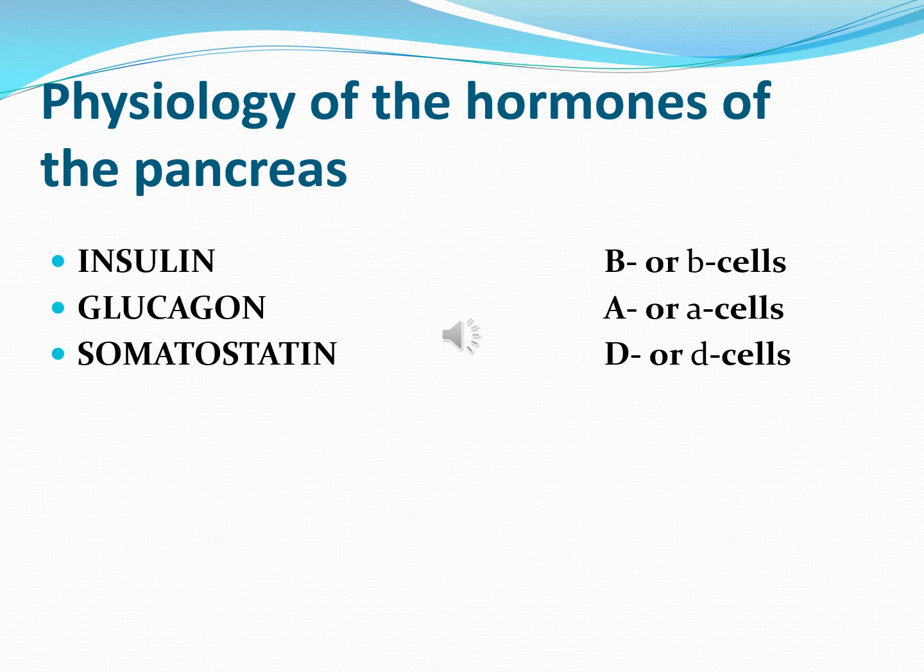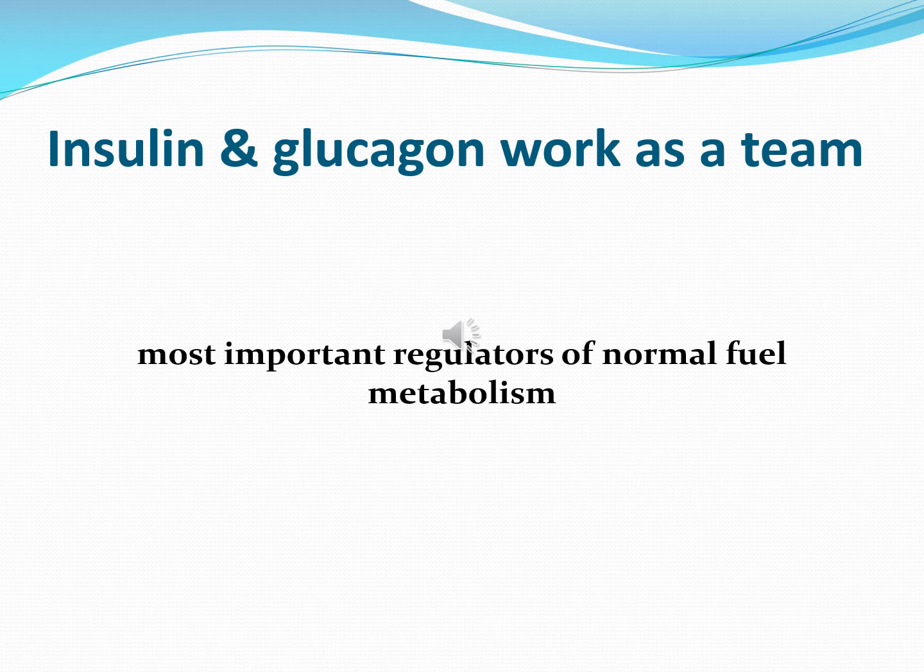And within these islets of Langerhans, you have different cells. You've got beta cells, which produce insulin. You've got alpha cells that produce glucagon. And then you've got delta cells that produce somatostatin. Insulin and glucagon work as part of a team. They are, in fact, the most important regulators of normal fuel metabolism. So we'll have a look at how insulin and glucagon work as a team.